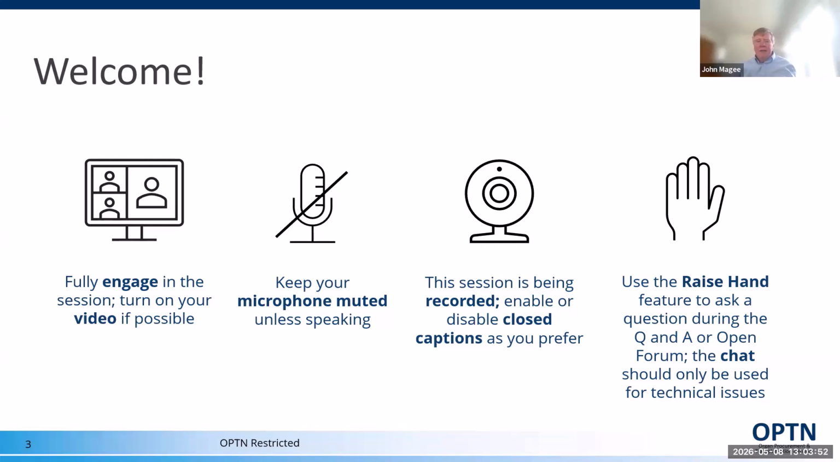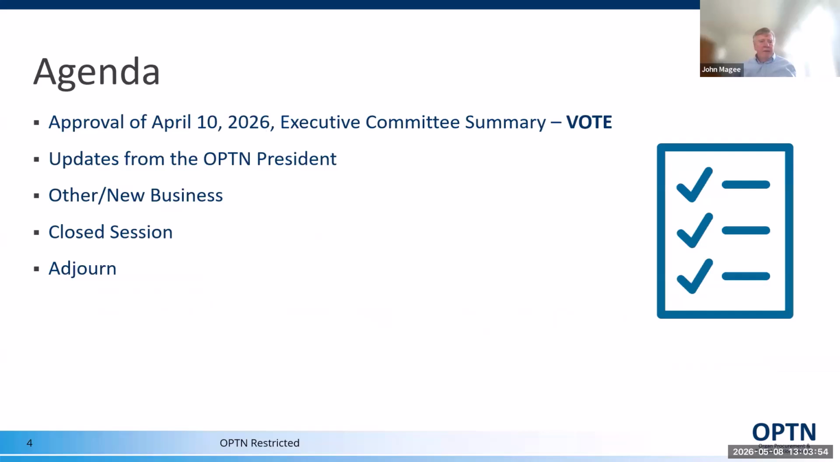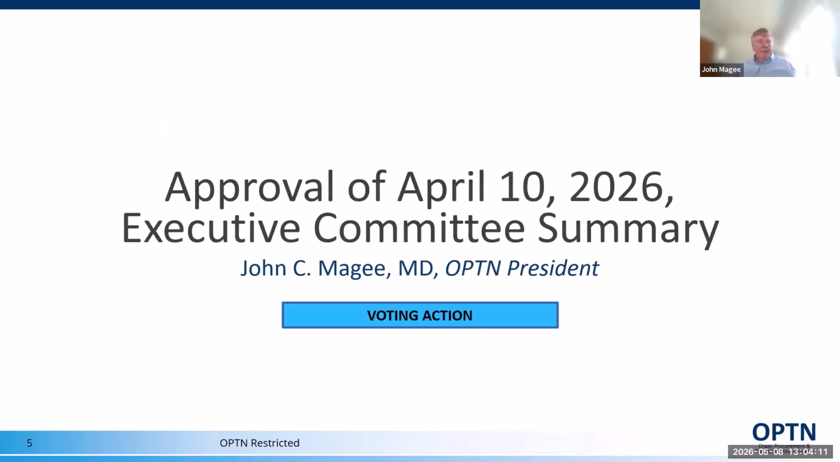So with that, next slide. So this is our agenda. We're going to approve the minutes or the summary from the April 10th meeting. That will be a voting item. I'm going to touch briefly on two updates, entertain other or new business, and then the executive committee will move into closed session. Next slide.